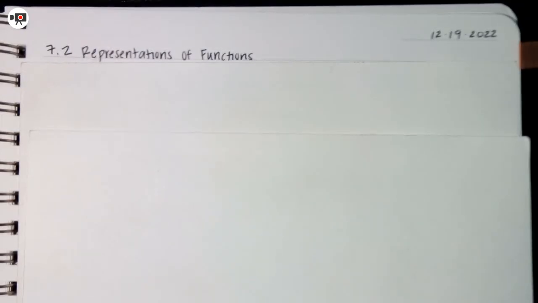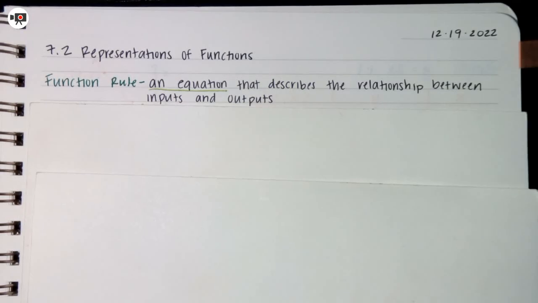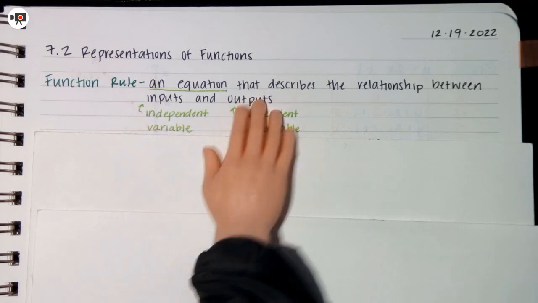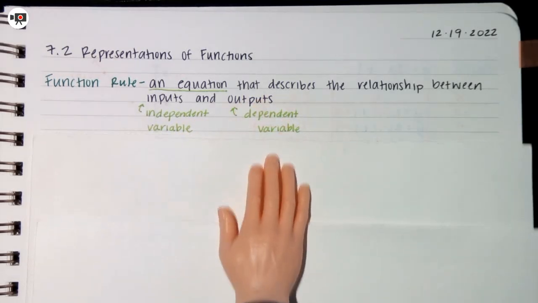This is 7.2, representations of functions. A function rule is an equation that describes the relationship between inputs and outputs. So it's an equation of that function. The inputs are the independent variables, and the outputs are the dependent variables.